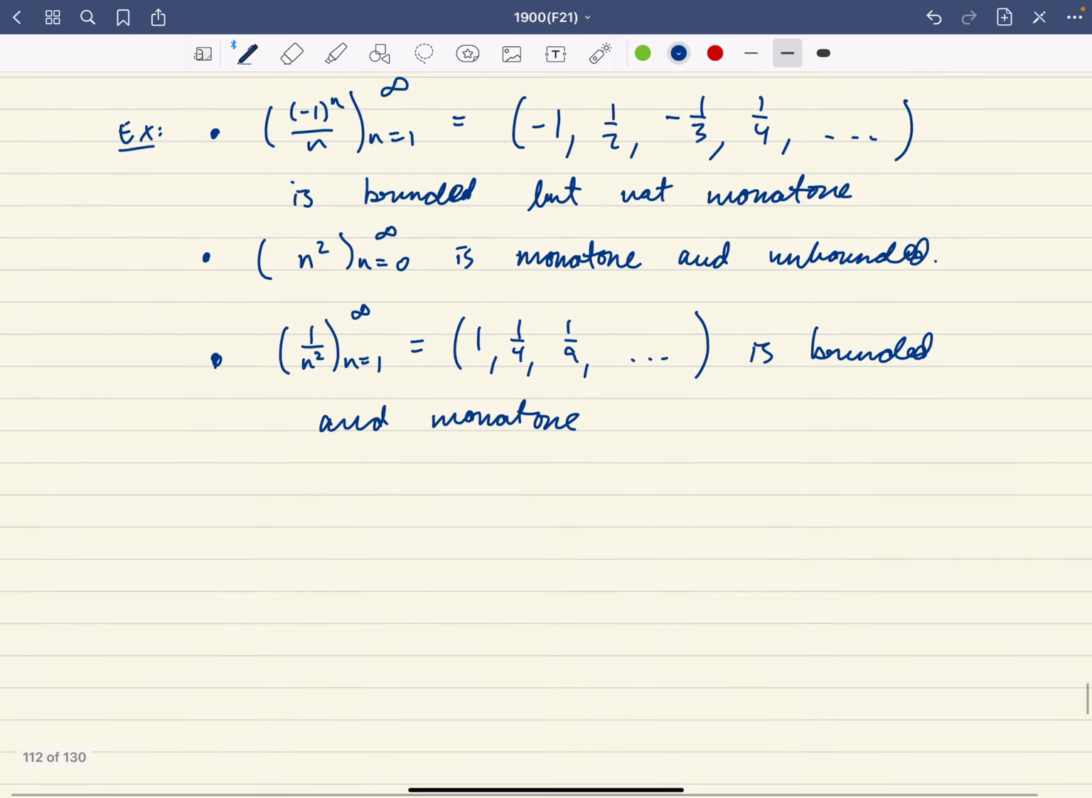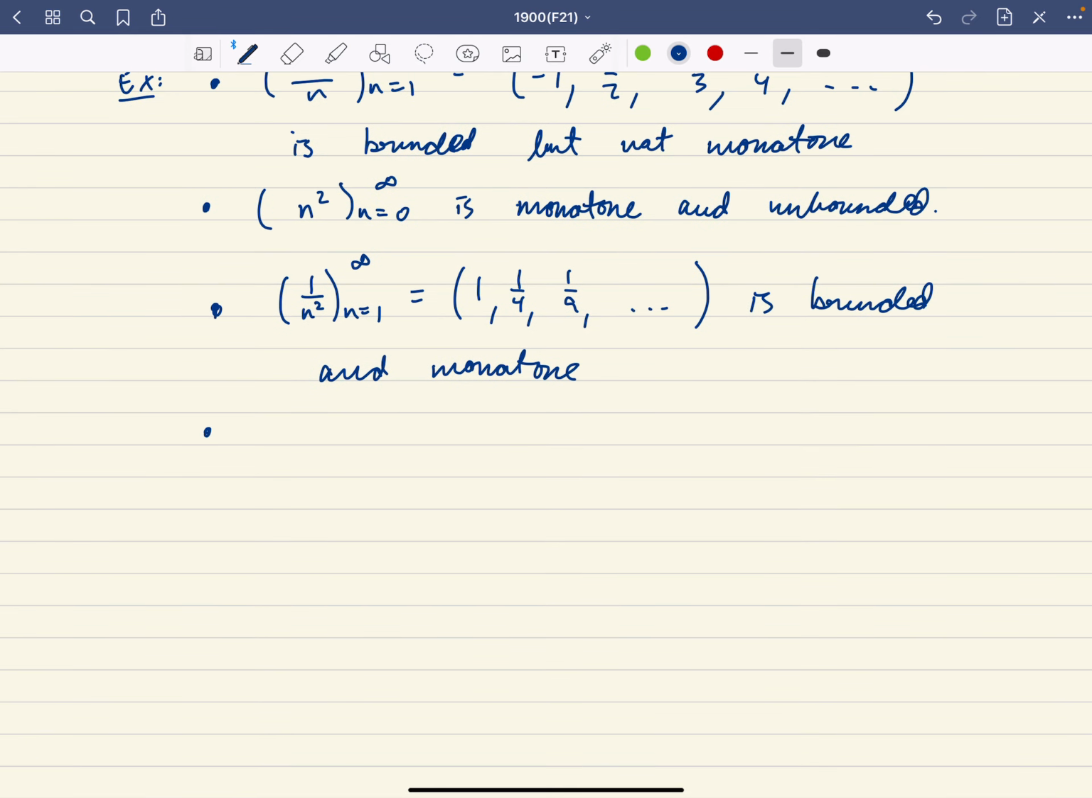So you can be neither bounded nor monotone. You can be both. You can be one but not the other. If I want an example of something that's neither bounded nor monotone, you could look at something like, say, negative 2 to the n, as n goes from 0 to infinity. So the negative part is going to make the signs alternate. When you have an even exponent, you'll have a positive number. And when you have an odd exponent, you'll have a negative number. And 2 to the 0 is 1. And then we get negative 2, 4, negative 8, 16, negative 32, and so on. And so this is neither bounded nor monotone.